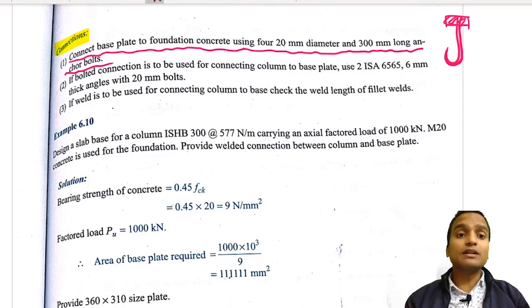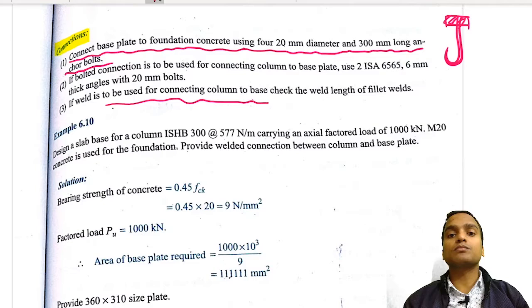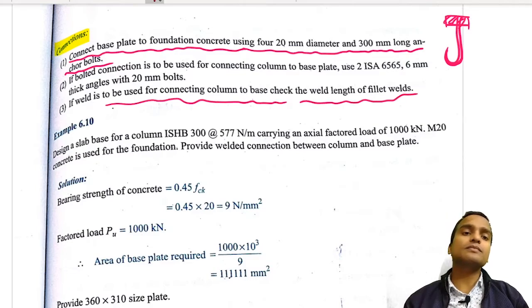And if bolted connection is to be used for connecting column to base plate, use 2 Indian standard angles 65 by 65, 6 mm thick, with M20 bolts. And if weld is to be used for connecting column to base, check the weld length of fillet welds. So these are the recommendations for connection. And let us do a small numerical on design of slab base.